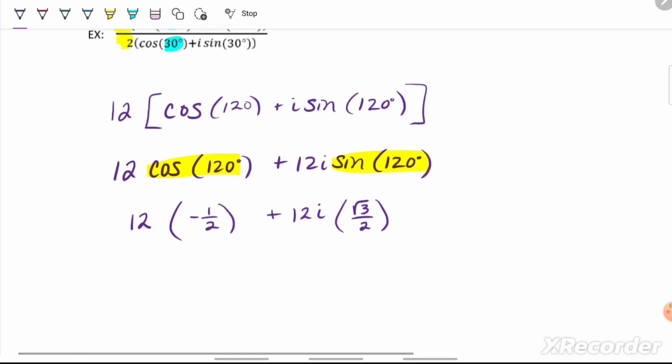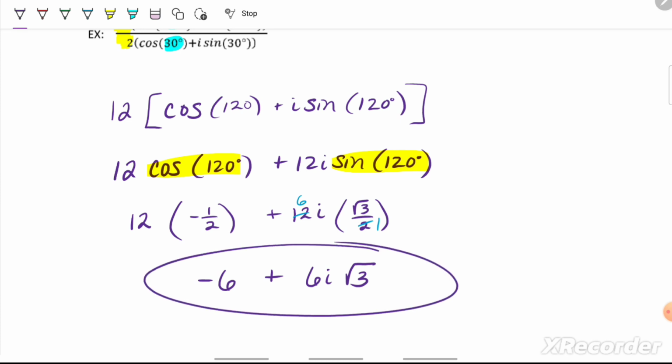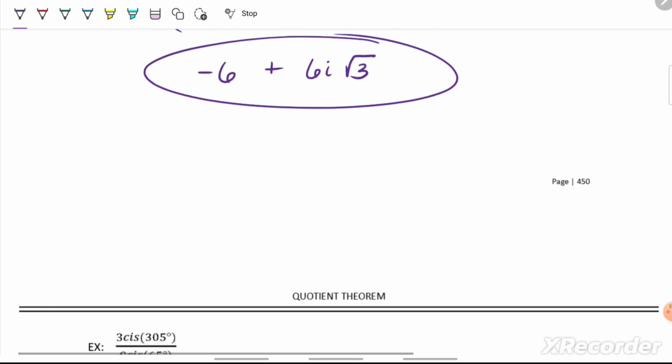And now we'll multiply. 12 times negative 1/2 is negative 6. I can do some simplifying over here. This becomes 6i times the square root of 3. And there's our rectangular form. Let's try another.